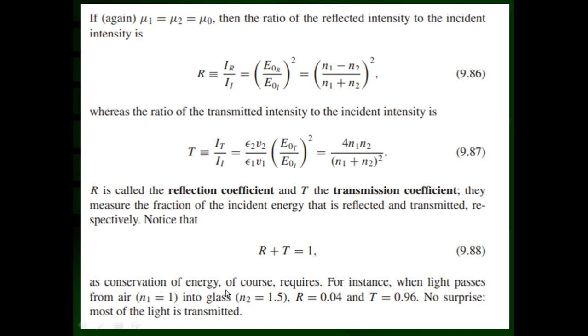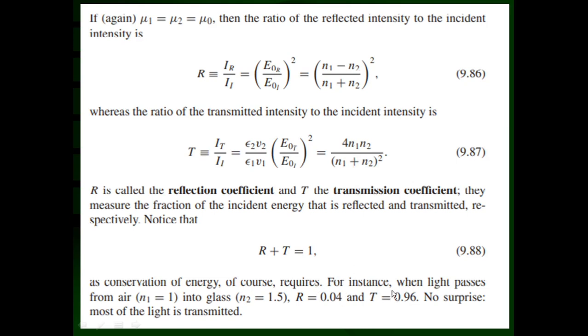As an example, when light passes from air, which has refractive index N1 equal to 1, into medium 2, another transparent linear homogeneous medium with refractive index 1.5, we substitute N1 equal to 1 and N2 equal to 1.5 into these equations. We get the reflection coefficient R equal to 0.04, and similarly the transmission coefficient from this equation is 0.96.